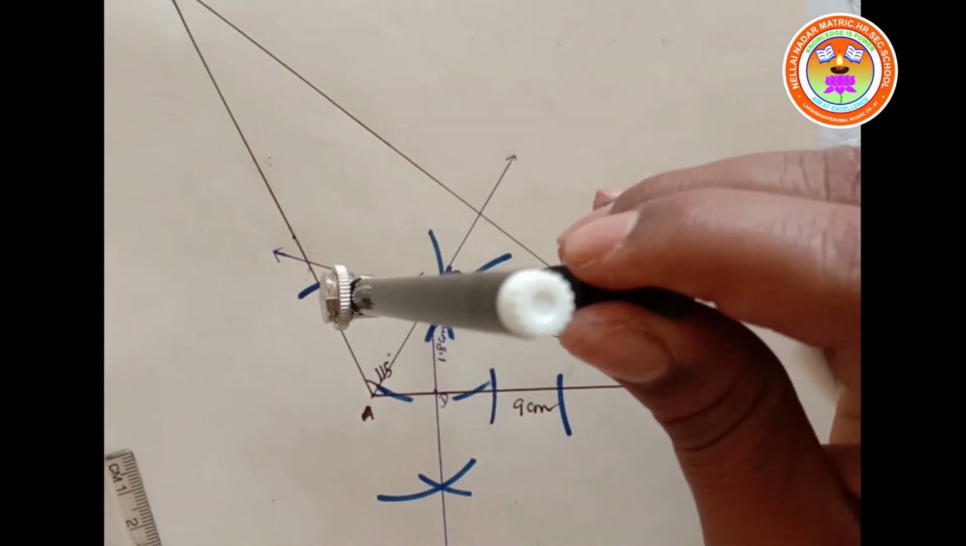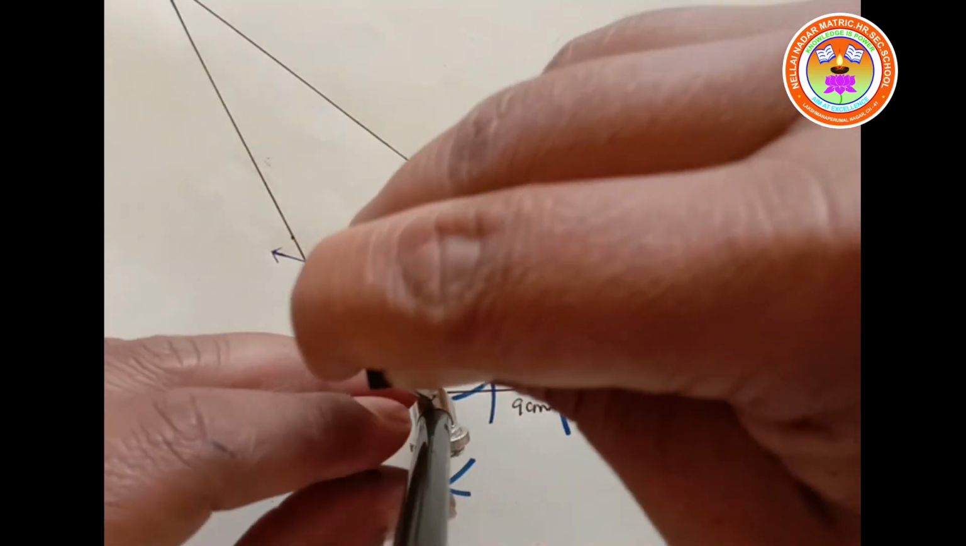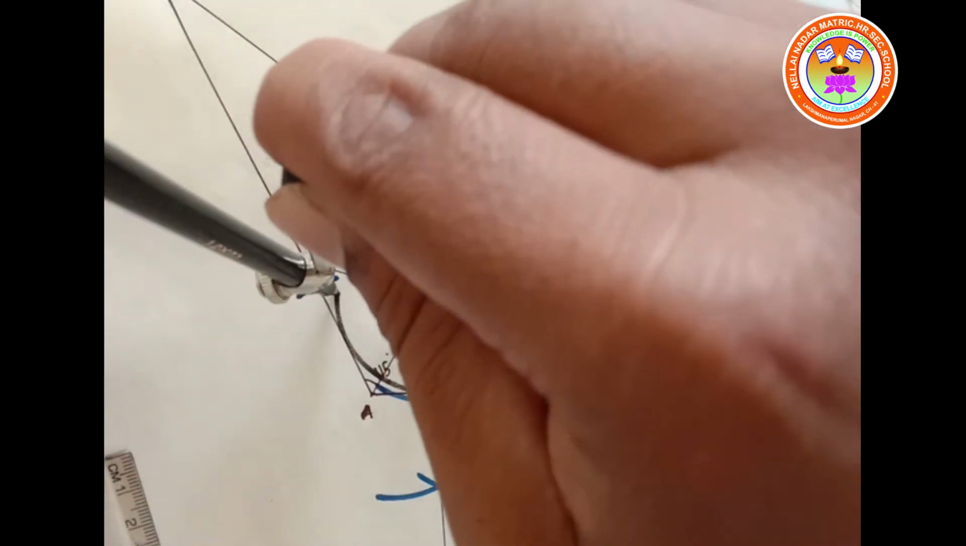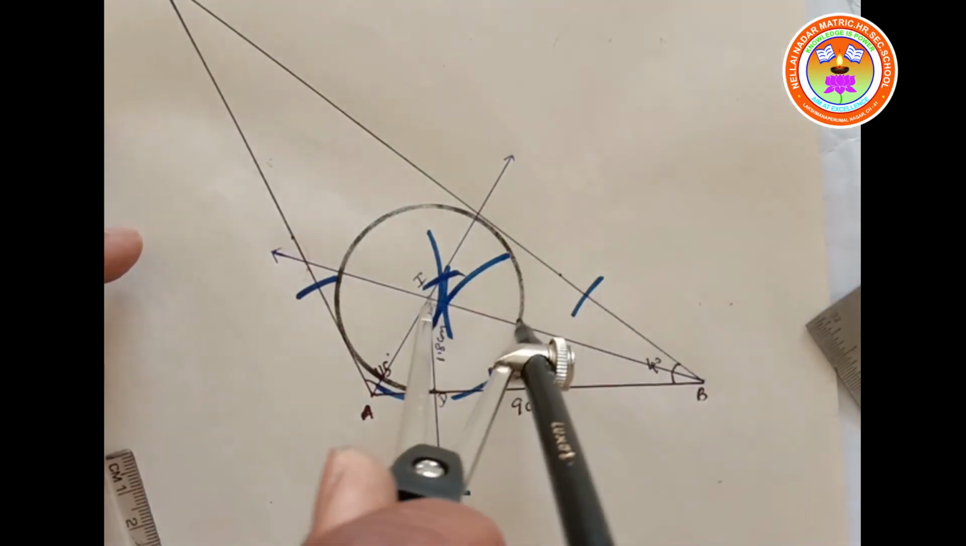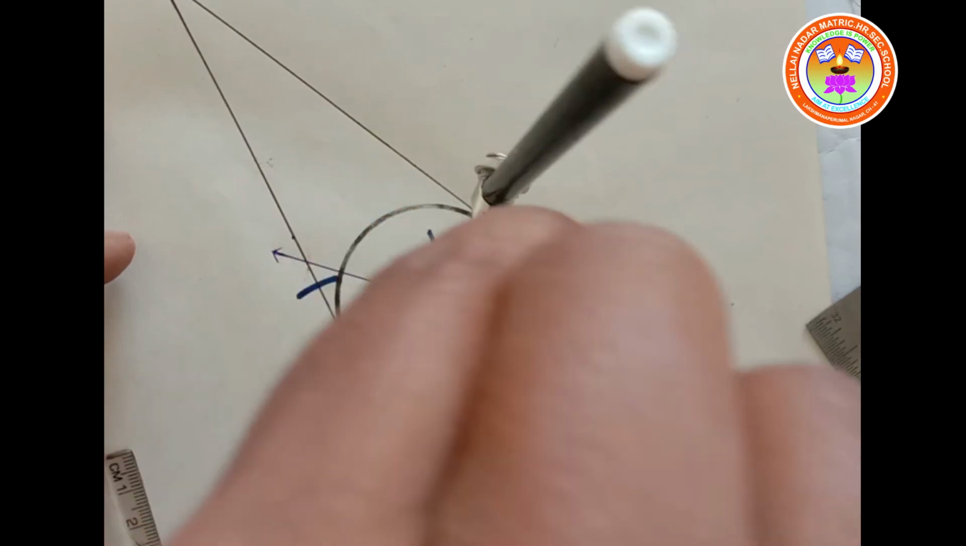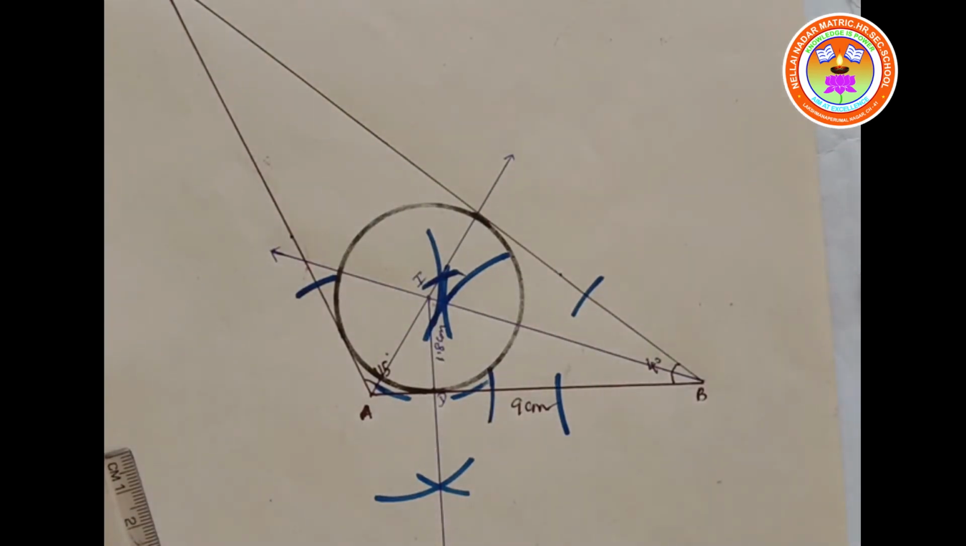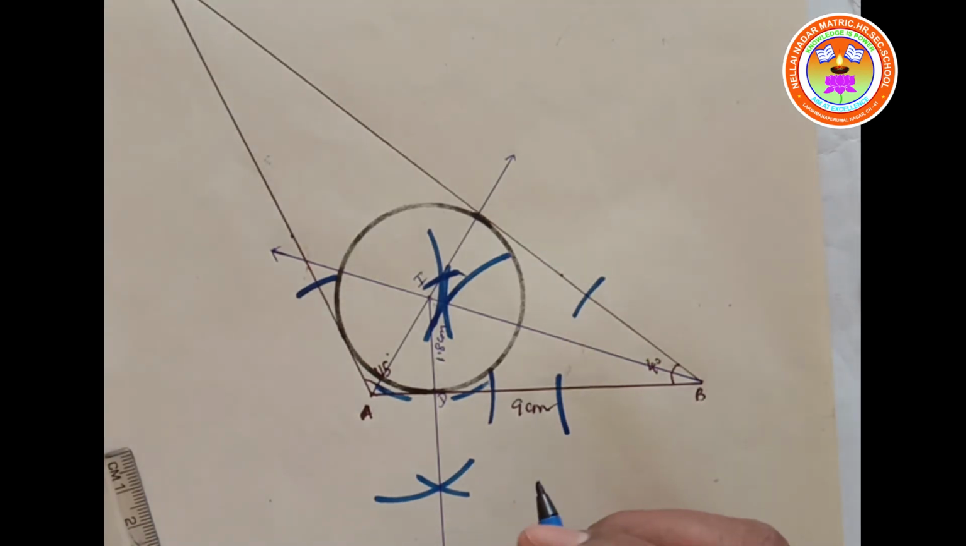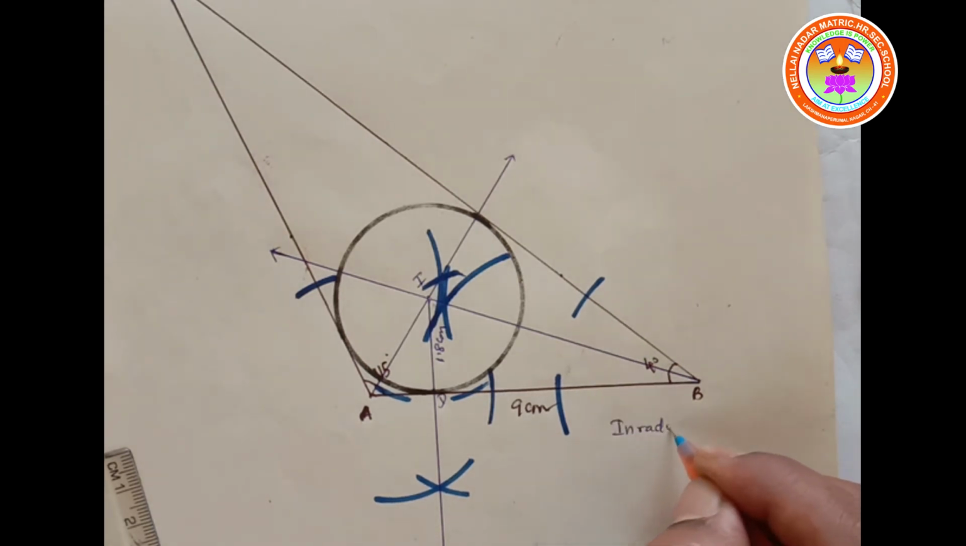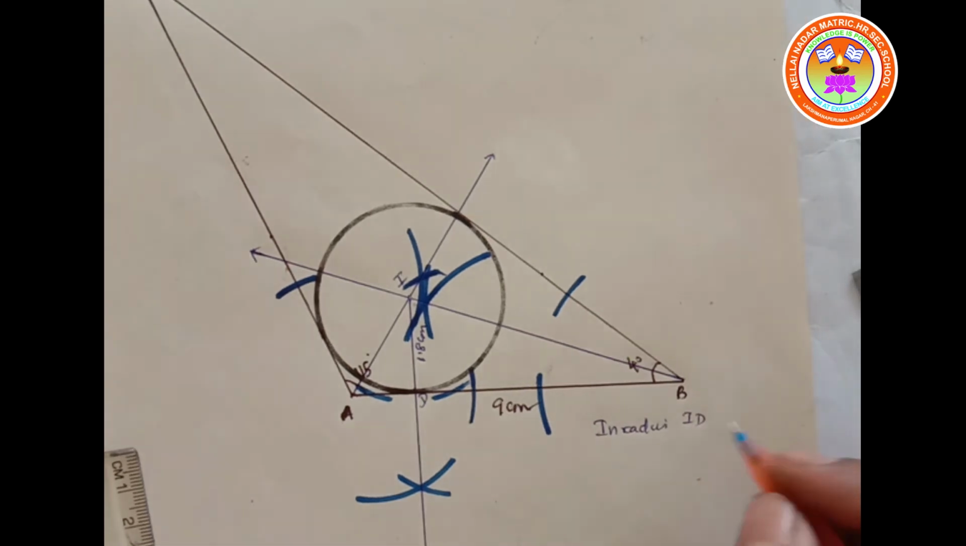Now with I as center, ID as radius, draw a circle. It should touch all the three sides. Okay children, it touches all the three sides. See, one side touches, another side also it touches, and third side also it touches. It's clear children. This is the incircle, that is incenter. ID is equal to inradius. Inradius ID is equal to 1.8 centimeter.